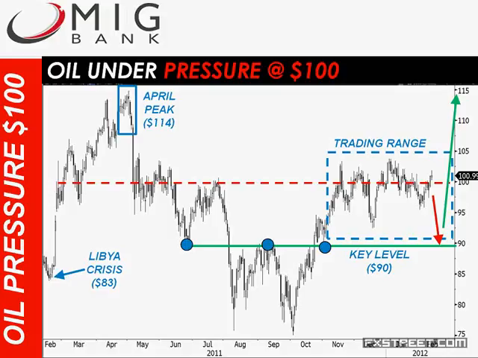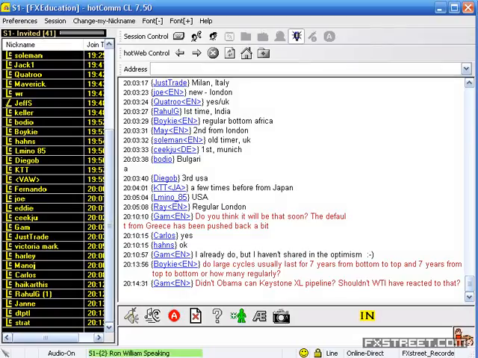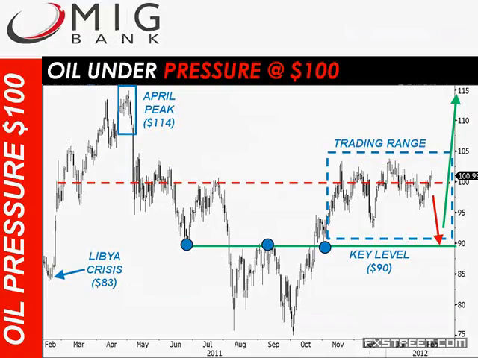Now there's a question here: do large cycles usually last for 7 years from the bottom to the top and 7 years from the top to the bottom? Let me come back to that a little later. But it depends on your time horizon, and there are many time frames of cycles I look at. For the moment, I'm just showing you about a year or two's worth of information, but I'll show you a very long-term cycle chart on oil at the end of this webinar, so stay tuned for that.